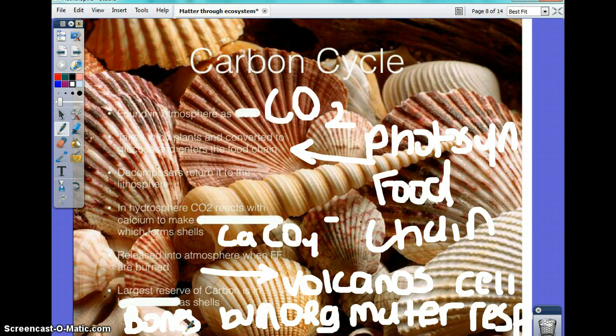What is it supposed to say there? Calcium? What? Largest reserves of carbon. In hydrosphere. Oh.